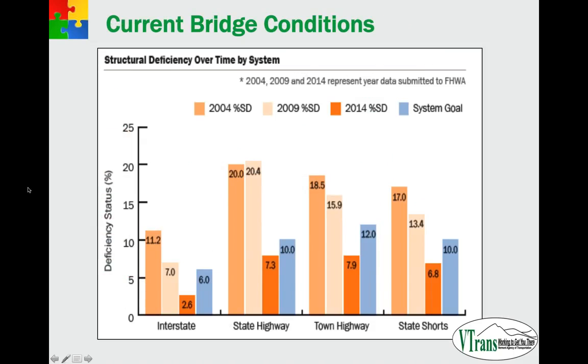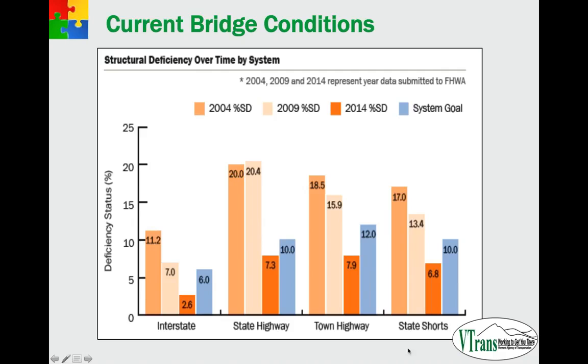Okay, our bridges. So for our bridges here, this one's not by deck area. I think we'll get to the deck area in the next slide, but this just shows you the number of structurally deficient bridges that we had in Vermont in 2004, 2009, and 2014, and it shows you what our performance goals are for each of our programs, our interstate program, our state highway program, intertown highway program, as well as our state shorts.